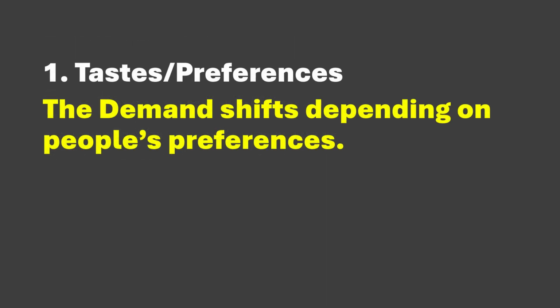The first shifter is tastes and preferences. When something becomes more popular, whether it's due to trends, advertising, or public opinion, demand increases. If something falls out of favor, demand decreases. For example, if a new blockbuster makes going to the cinema seem exciting again, more people will want to go, increasing demand.